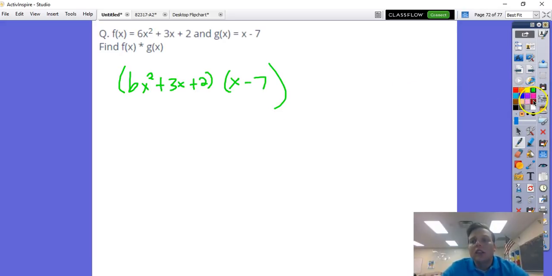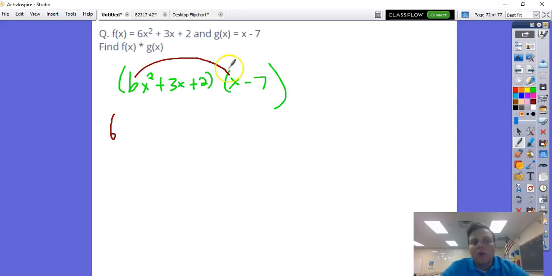There's no new steps involved. We're going to do it the same way. This first term needs to multiply to everything in this parentheses. This second term needs to multiply to everything in this parentheses. This third term needs to multiply to everything in this parentheses. So we're going to say 6x squared times x. Remember, when we're multiplying x's, we add their exponents.